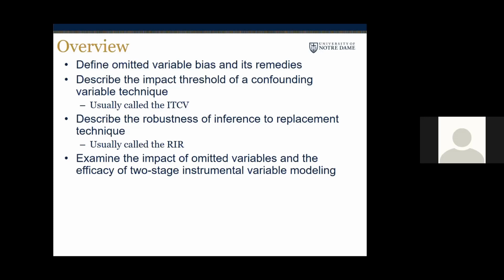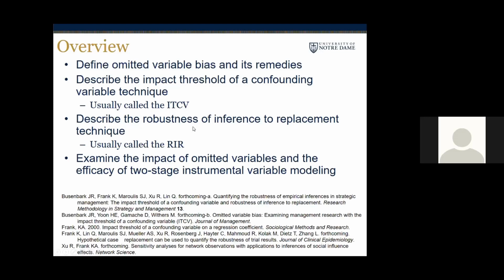So we'll talk about omitted variables, what they are, how they impact models, and then I'm going to talk primarily about a technique that's gaining some traction called the impact threshold of a confounding variable. Sometimes it's called the RIR, robustness of inference to replacement. How we can use that, and how that might guide us in conceptualizing whether or not we actually have omitted variable bias.